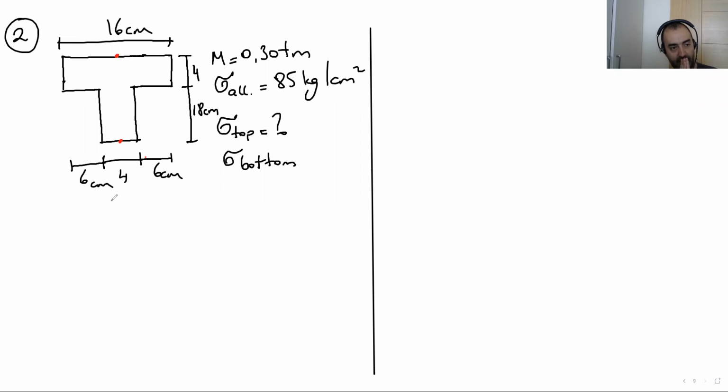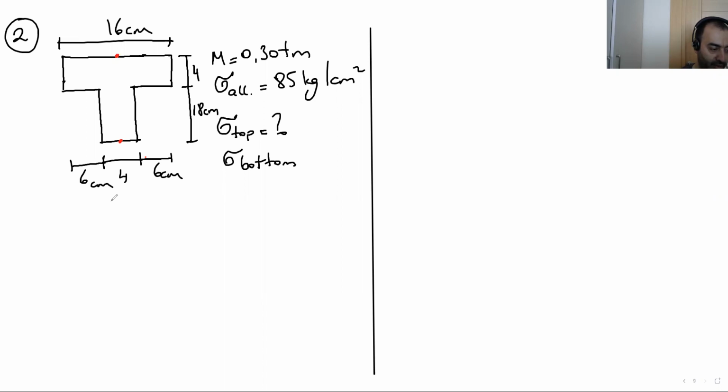Top and bottom stresses. In this question, remember, we need to know where the neutral axis is. The location of the neutral axis is the horizontal axis which goes through the centroid. So we need to find the centroid. It's basic, you can do it easily. You know how to calculate the centroid from the statics course, but I'm gonna do it again now.